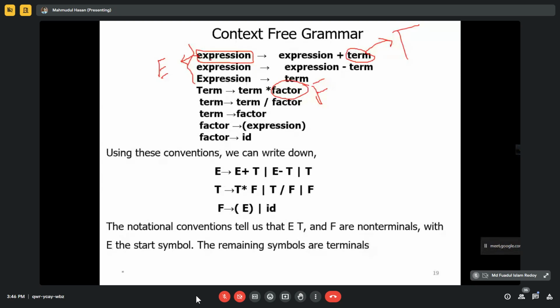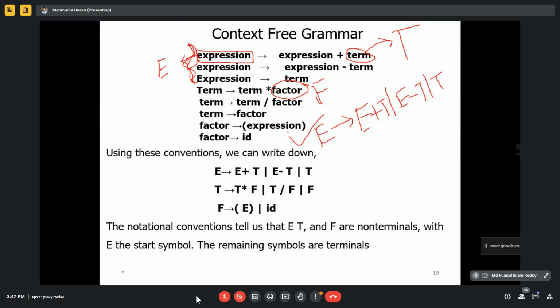There is a mismatch. Look at this. Here: expression to expression plus term, expression to expression minus term, expression to term. Their source is the same, and the starting is the same if you consider this tree, but the ultimate destination is different. So you can combine these three into one, like expression to expression plus term, or expression minus term, or term. So only one production rule is enough to express these three lines.